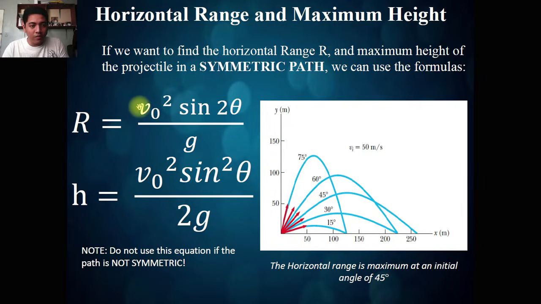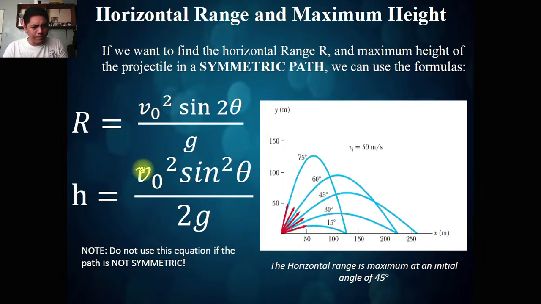So that is equivalent to v naught squared, which is the initial velocity squared, sine 2 theta, where theta is the angle of launch. So you're going to multiply it by 2, evaluating the sine, divided by the acceleration due to gravity. And for the height, we have pretty much the same formula. So height is equal to v naught squared times sine squared theta over 2g, or v naught squared quantity sine theta squared, divided by 2g.